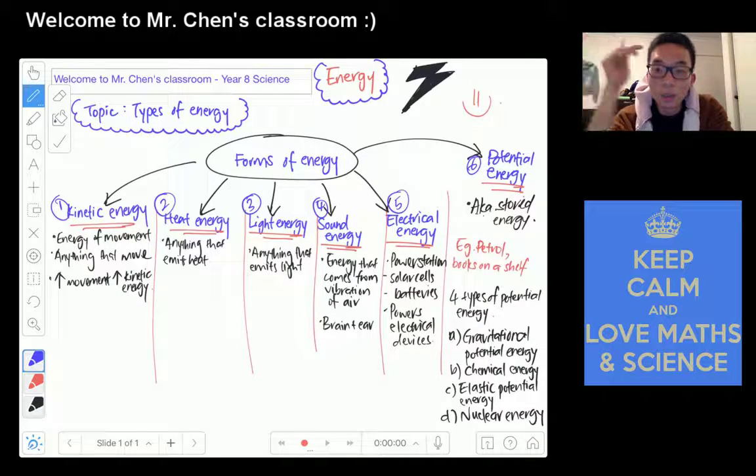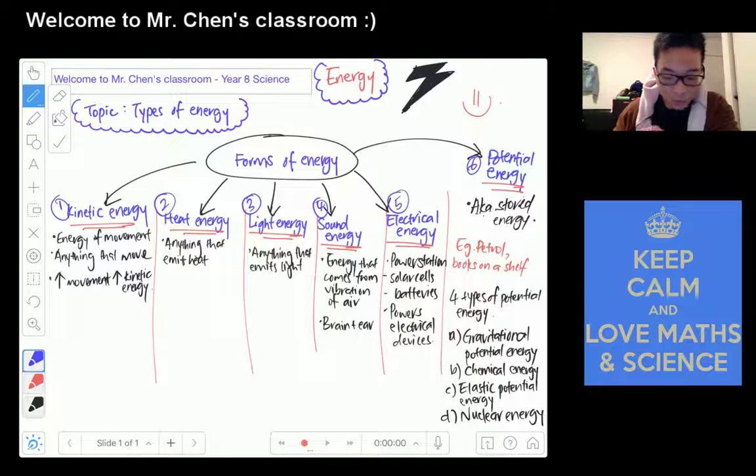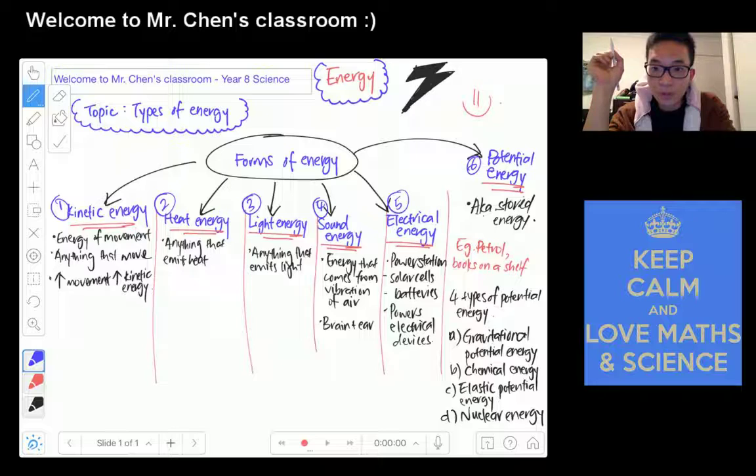So remember what I said in previous videos, regarding the law of conservation of energy: energy cannot be created or destroyed. It can only convert from one form to another. So with all these six different types of energy, they are going to be transformed from one form to another depending on the situation.